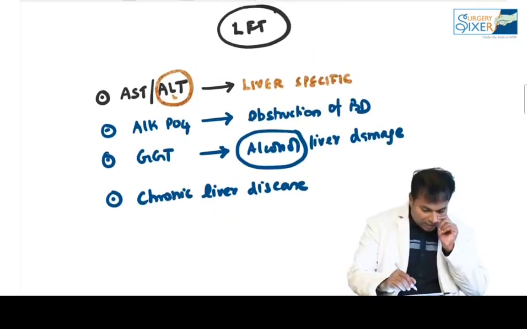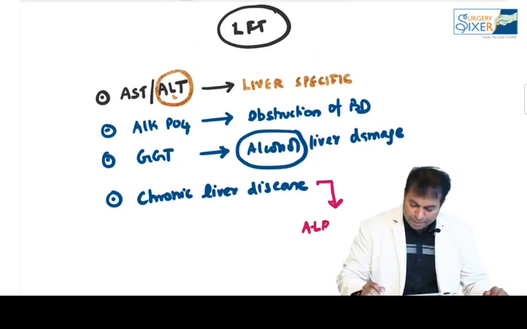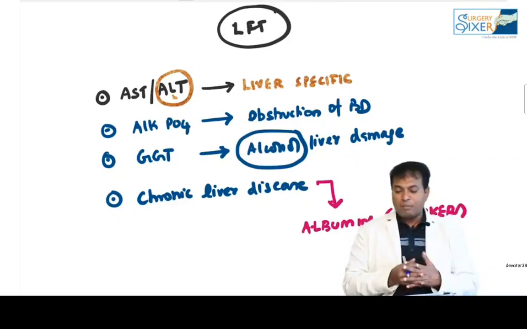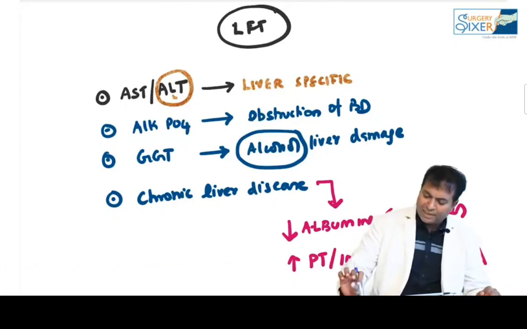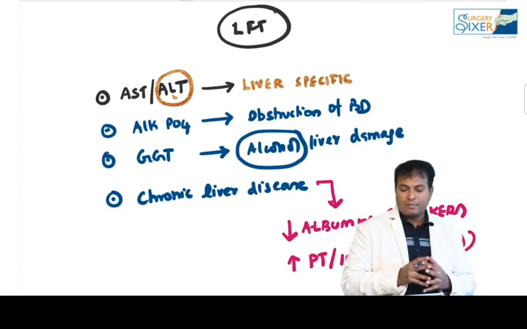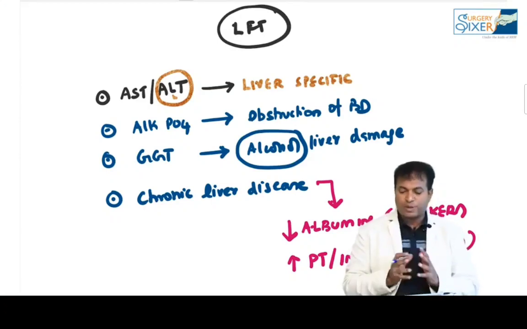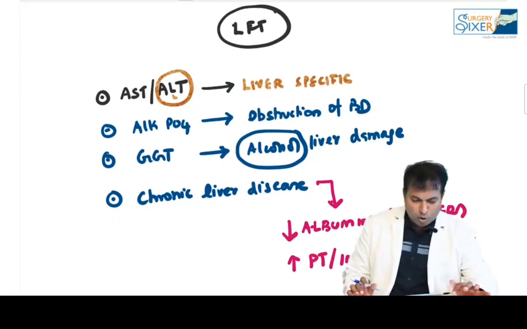For a patient who is having chronic liver disease, the parameter altered is albumin. Please don't forget, albumin is a marker of chronic liver disease. Patients will have decreased albumin. And please don't forget, there will be increased prothrombin time and INR in advanced disease. In advanced chronic liver disease, coagulopathy will be there because of elevated prothrombin time and INR, due to the failure of coagulation factors. So that is also a feature of chronic liver disease. So you have to remember the various points in chronic liver disease.